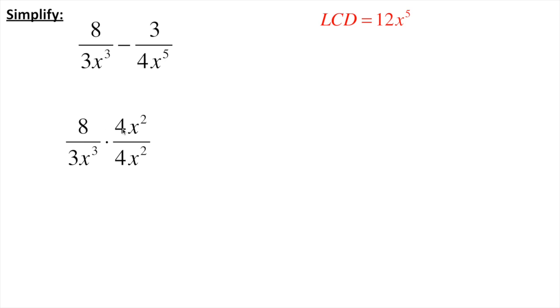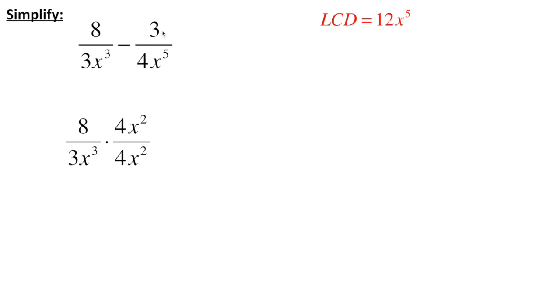Now remember, in multiplying top and bottom, 4x squared over 4x squared is just 1, so I'm not changing the value. Essentially, I'm multiplying this by 1. But what that allows me to do is have a common denominator. So now we're okay, because 3 times 4 is 12. X cubed times x squared is x to the 5th, so that works.